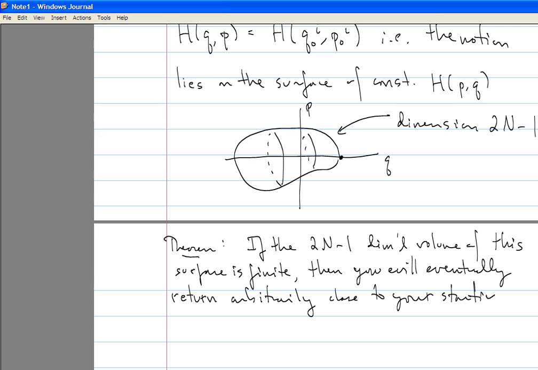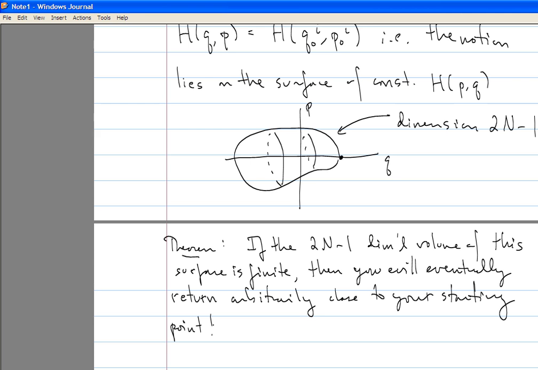Let's just think about that for a minute. For systems with 1 degree of freedom, you know that you always return to your starting point, unless the motion is unbounded. Now, for a system with 2 or more degrees of freedom, there's no guarantee that you'll return to your starting point. But what this is saying to us is that even though we may never return to our starting point, and typically we will never exactly return to our starting point, we will always return arbitrarily close.